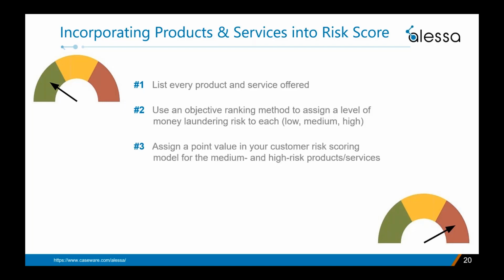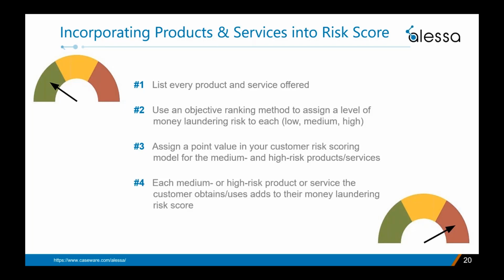And next, you'd assign a point value in your customer risk score model for those products and services that you rank medium or high. Now, if a particular customer indicates up front that they'll be using any of these, they get points added to their score for each one. And ultimately, the higher their total points, the higher their risk.